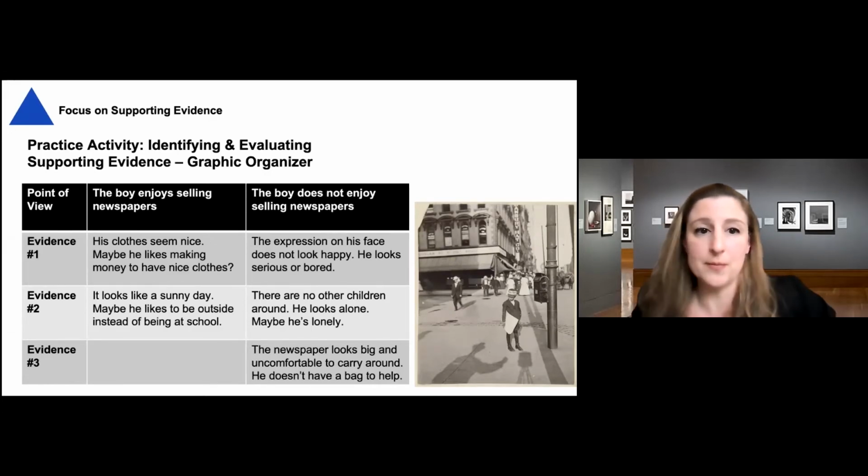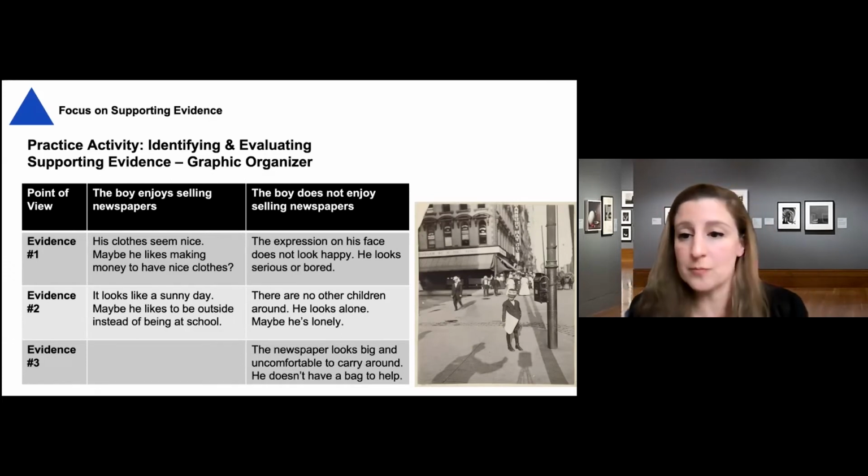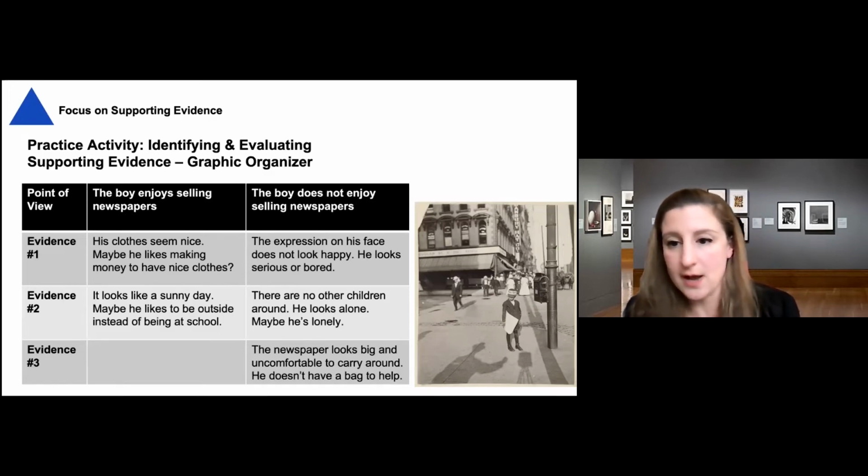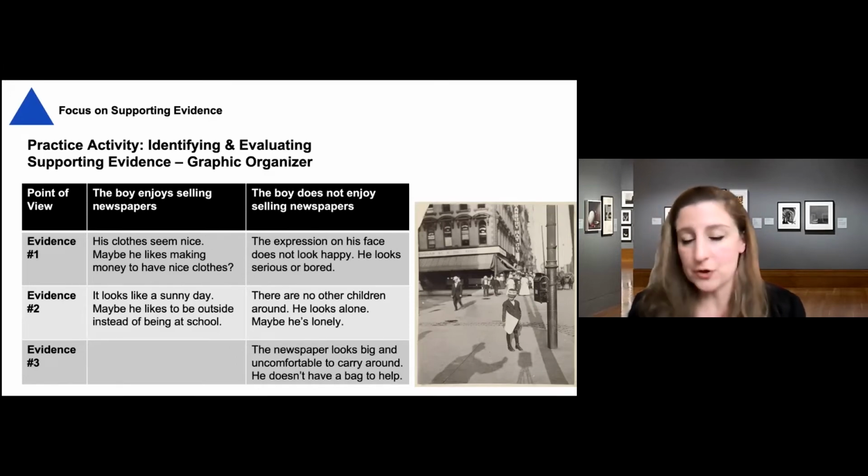So for example, what are some details that might tell us that he does enjoy it? Well, you could argue his clothes seem nice, perhaps. Maybe he likes doing a job so he can earn money to have nice clothes. Or, gosh, it looks like a really nice day. I'd like to be on that street corner. Maybe it's nice to be outside and enjoying yourself on a sunny day.